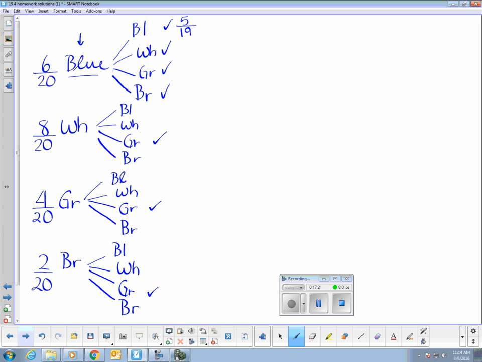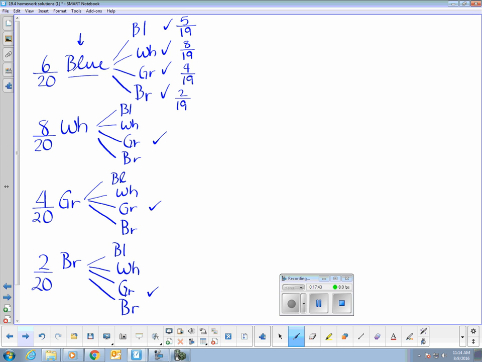If I pick a blue and then I pick a white, well, there's still 8 white socks, but there's only 19 in the drawer. A green sock. There are 4 green, but only 19 in the drawer. And a brown sock. There are 2 brown socks out of 19.